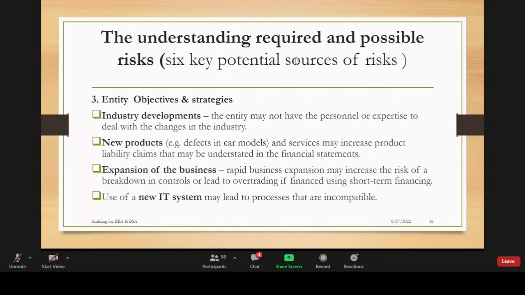Three, because the IT people are the ones who probably understand it, there is a very high possibility that they will commit fraud in that system because other people have not really gotten accustomed to the system. So the entity's objectives and strategies are also a source of risk. The more ambitious the management of the business is, the more vulnerable the business is to risk.